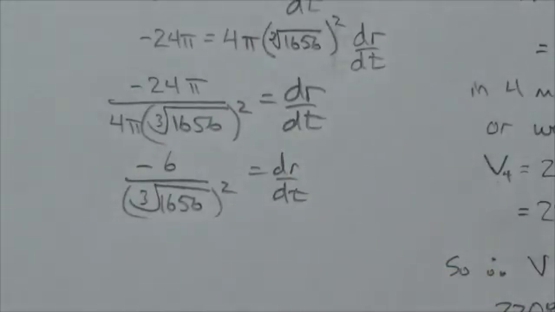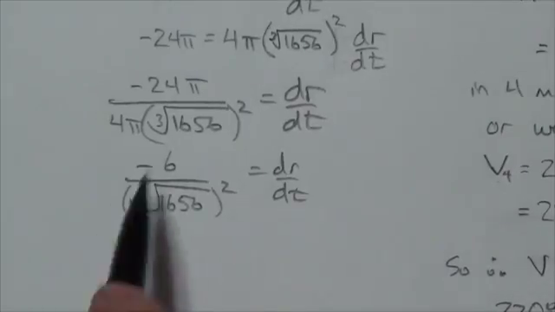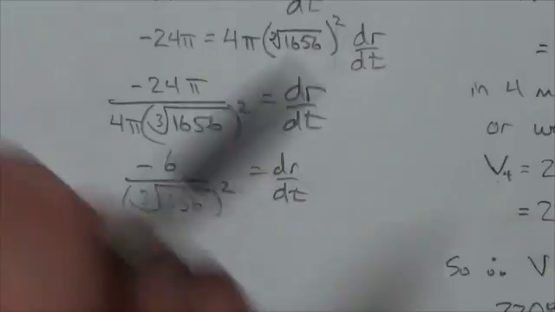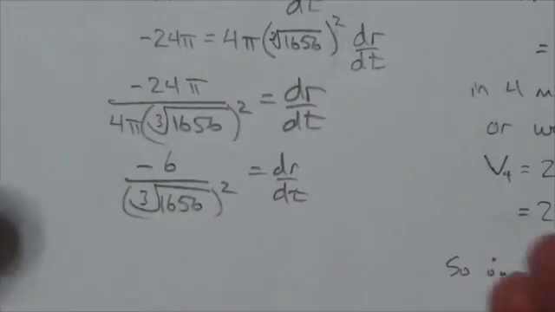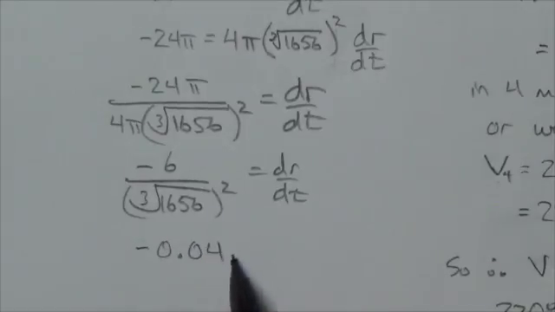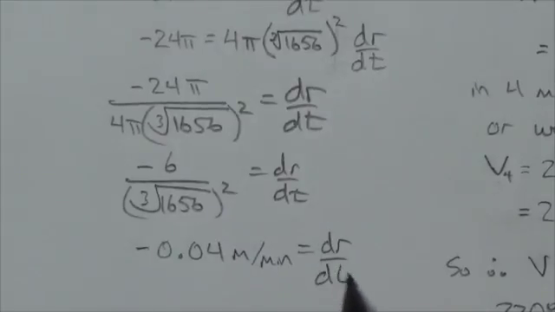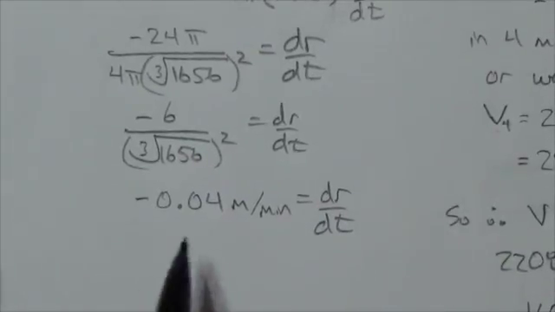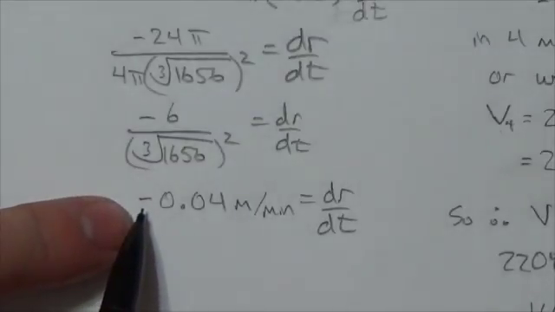But you know what? That's probably not a huge benefit to us. That probably doesn't actually communicate what we'd like to see here. So I'm going to take this to the nearest tenth here. So negative 6 divided by that cube root of 1,656 squared. And I get here negative 0.04 meters per minute is equal to dr by dt. All right, that's how fast the radius is changing. Okay, it makes sense. It's negative, so it means it's going down.